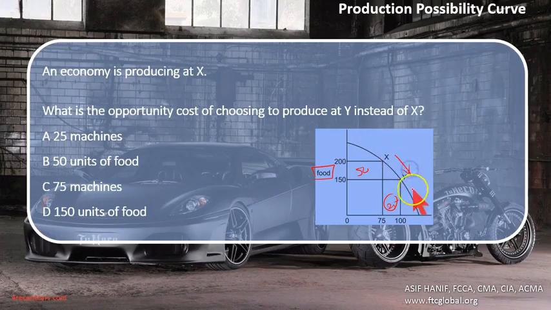So if we move from X to Y, we are sacrificing 50 units of food to get extra 25 units of machines. So our sacrifice here, our opportunity cost here, is 50 units of food. That's what we're sacrificing. Taking it in the reverse order, let's say right now we are at position Y and we want to move to position X. Now what is the opportunity cost in this situation? If we move from point Y to X, we will have to sacrifice 25 machines to get 50 units of food. In this case, our opportunity cost for additional 50 units of food would be 25 machines. I'm sure you got the idea.